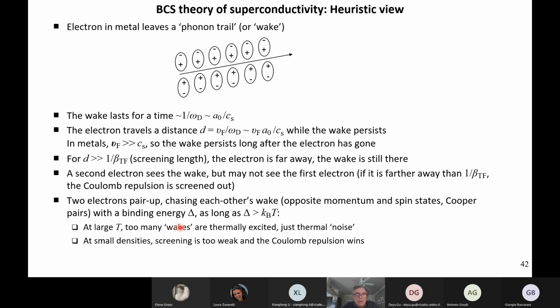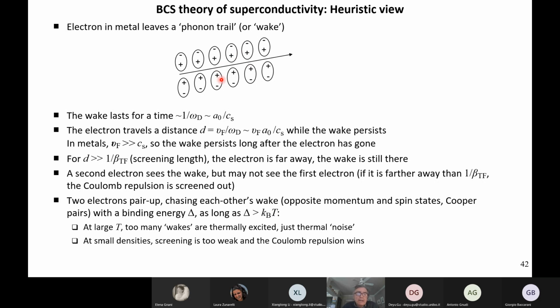At large T, view this as a boat moving on a lake, leaving a wake, and a second boat comes by and tends to follow the wake of the first boat. If the lake is very calm, which means low temperature, which means there are no other waves, the wake left by the first boat will be extremely evident. And so the second boat will really try and follow the wake of the first boat. If the temperature is high, which in this analogy means the lake is stormy, or it's an ocean in storm, the wake of the first boat is completely washed out, literally, by the waves that are thermally excited.